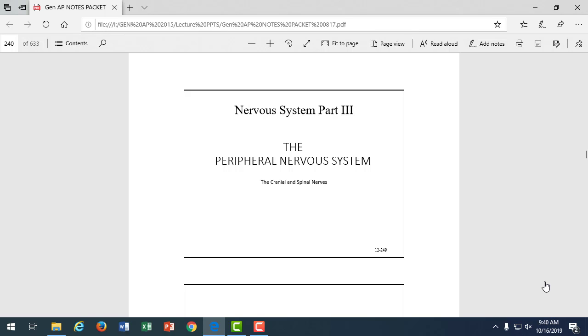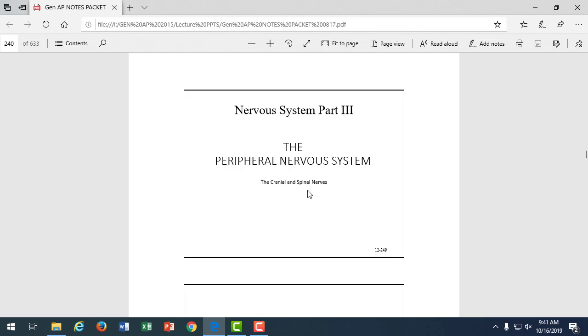So we divide it into the central nervous system and the peripheral nervous system. The central nervous system is made up of what two major organs? Brain and spinal cord. And then the peripheral nervous system is the other part, which are the cranial and spinal nerves. So they come off of the brain, and they're the highways of information for incoming information to the brain and spinal cord and outgoing information to the brain and spinal cord.